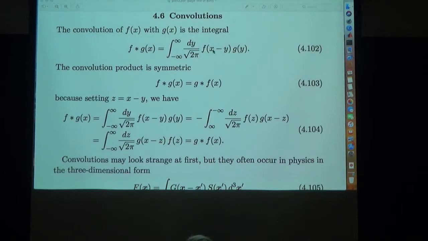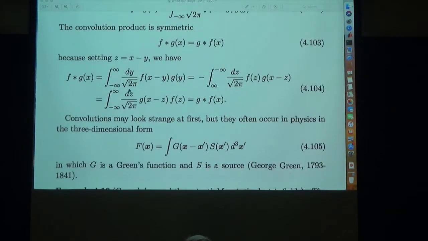So the convolution in one variable is defined this way. It's a funny sort of integral. f of x minus y, g of y, integrated over y. Now it's actually symmetric, so f star g of x is the same as g star f of x, and the way you see that is you write f star g of x, you let z equal x minus y, you screw around changing variables, and you get this, but that's just the definition of g star f of x.